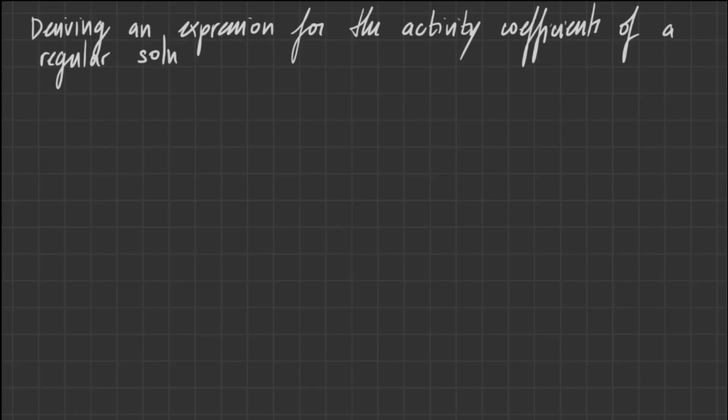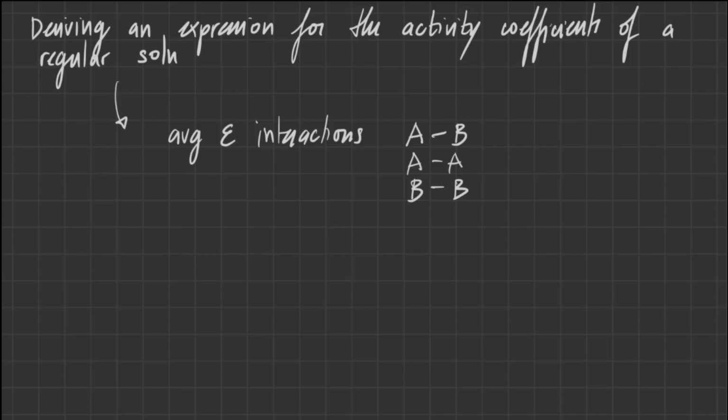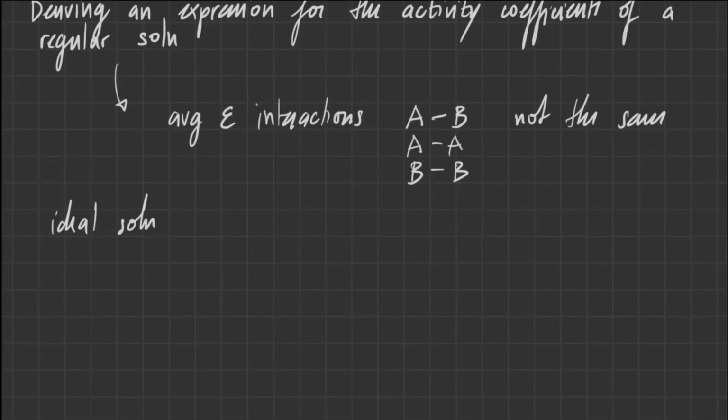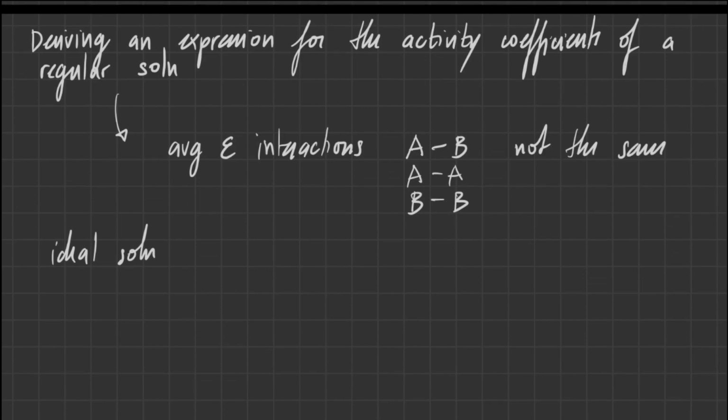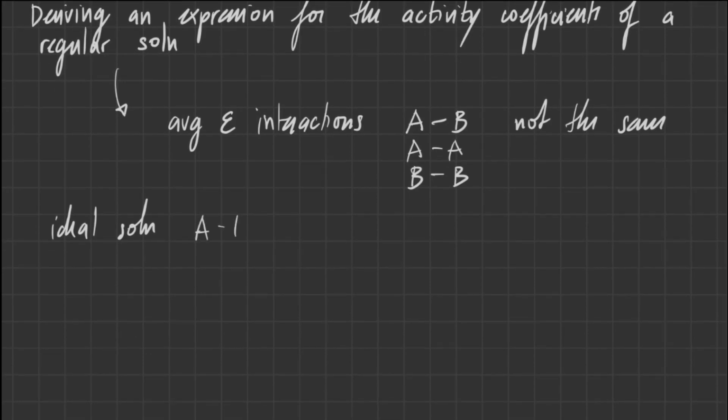Okay, so here's the derivation for an expression for the activity coefficients of a regular solution, where a regular solution entails that the average energy of the interactions between solvent A molecules and solute B molecules, between solvent molecules and between solute molecules are not the same. This is in contrast with an ideal solution where the average energy of these interactions are the same. So, just write that out real quick.